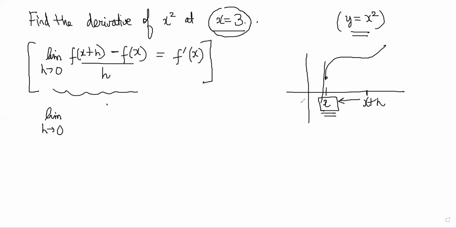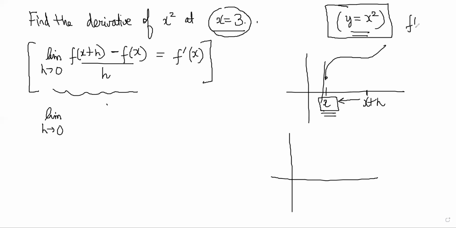Any x, you understand, x is a variable point. It could be anywhere, right? What is f of x plus h for this function? What is the function? y equals x squared. So what is f of x plus h? f of x is equal to what? x square. What is f of x plus h? x squared plus h.